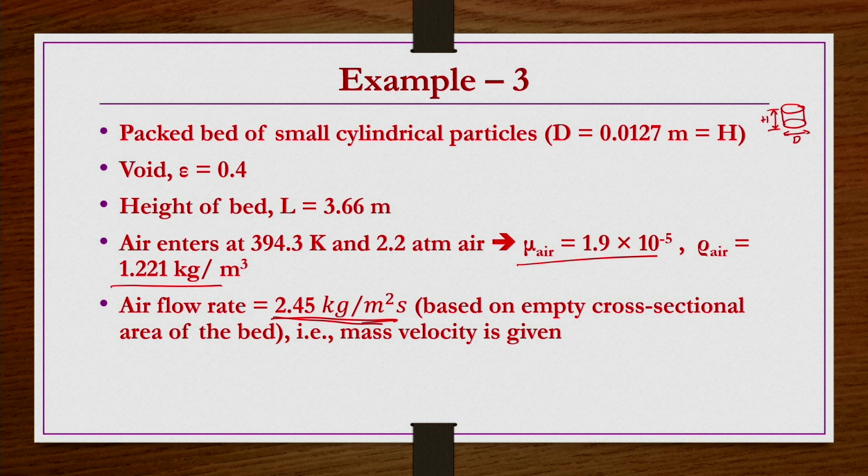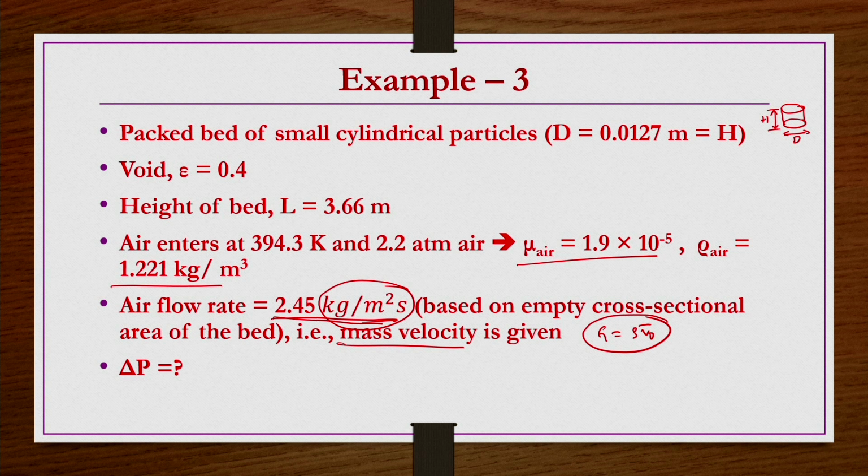Air flow rate is given in kg per meter square second, based on the empty cross section area of the bed. So that means mass velocity is given, that is G equals rho v naught bar, rather than v naught bar, the mass rate G is given. Okay. So then what is the pressure drop?